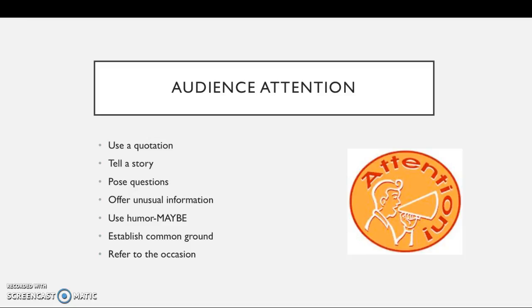You can also establish common ground. I think the book uses the example of a gun lobbyist talking to a group of parents in a school and saying, we all have kids, even if you don't have kids, I have nieces and nephews, or I have younger brothers and sisters, something that makes them feel like, oh, I can connect with this person.